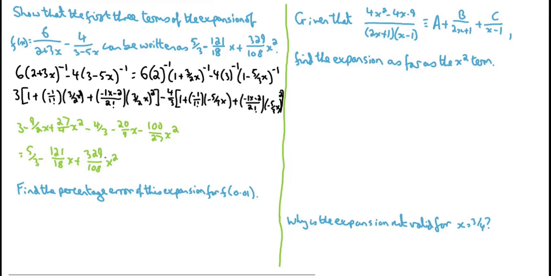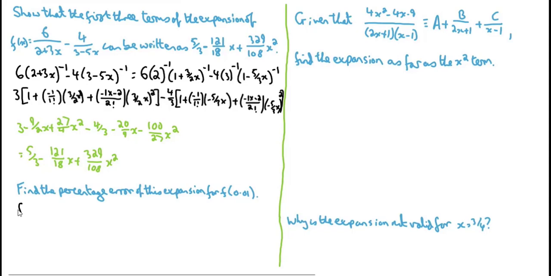Now, once we have this expansion, we can use it to find what is called the percentage error. So find the percentage error of this expansion for f of 0.01. So it's basically saying if we were to work out what the actual value for this equation, these fractions, where x is 0.01, and then compare that to what answer we get from our expansion here for 0.01, how different is it? Well, to start off with, we'll therefore need to work out what values we get from this.